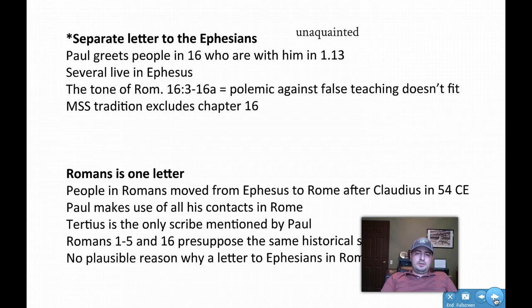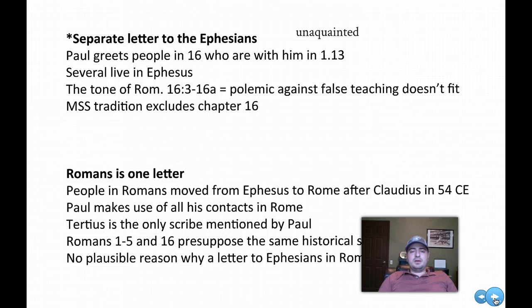Some people think then that Romans 16 is a separate letter to the Ephesians. I know that sounds kind of nuts, but I was convinced by this argument early in my PhD program. Paul greets 16 people in chapter 16 who are apparently unacquainted with him in Romans 1:13. So the theory was he greets people who don't know him in Rome, but they are known to him in Ephesus. Therefore, Romans 16 was written to the Ephesians. Also, several people in Romans 16 live in Ephesus, and therefore it's written to the Ephesians.